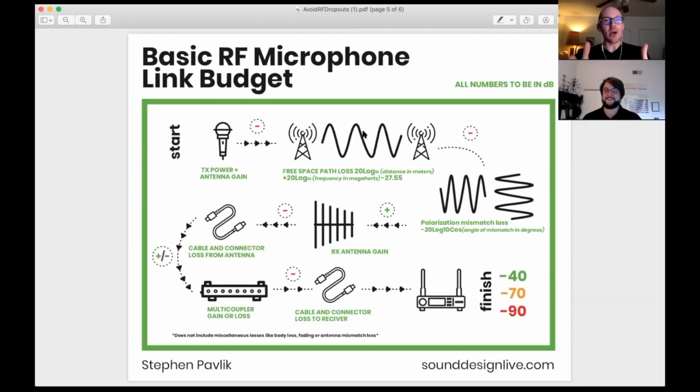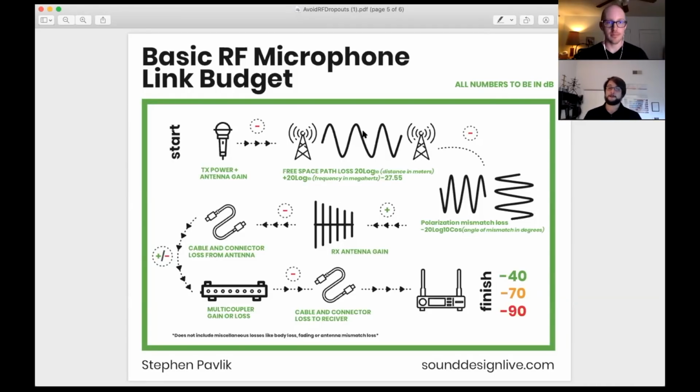So, basic RF microphone link budget. Stephen, what are we doing here? All right. So one thing that's extremely important about RF is your gain. Your gain throughout the entire system, your gain coming out of the antenna, the gain you lose going through air, essentially. And we need to be aware of all of that. And there's a way we can actually calculate this to say, is this enough power? Is this system going to work?